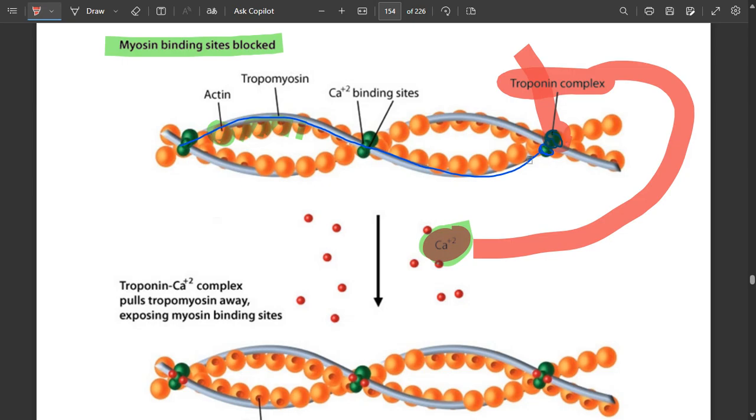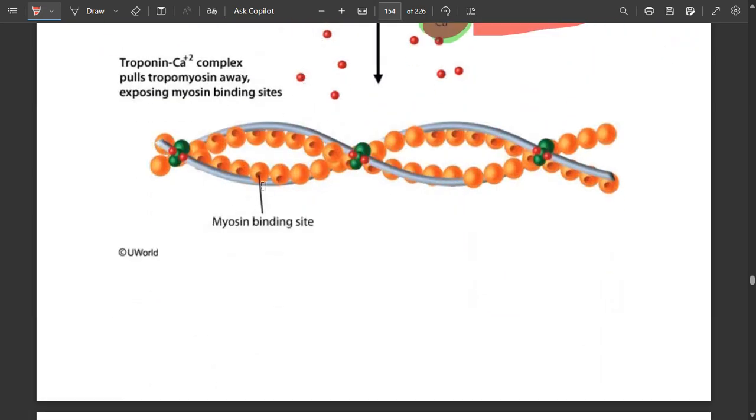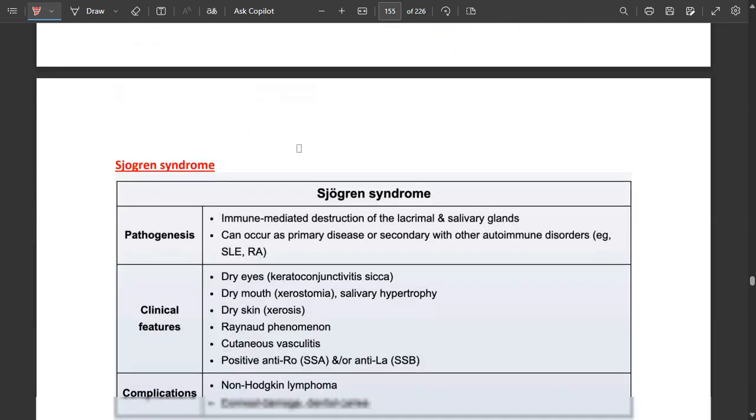Tropomyosin hides the myosin binding sites, and when calcium enters the cell, it binds to troponin C. Troponin C and calcium collectively open the myosin binding sites, where actin binds now, and this causes contraction of the muscle fiber.